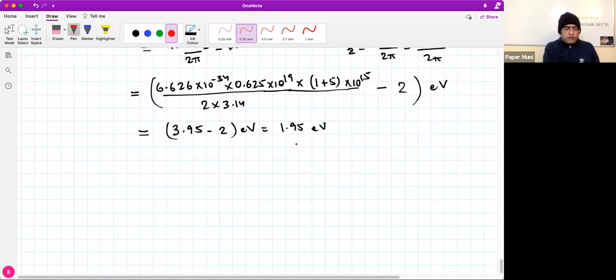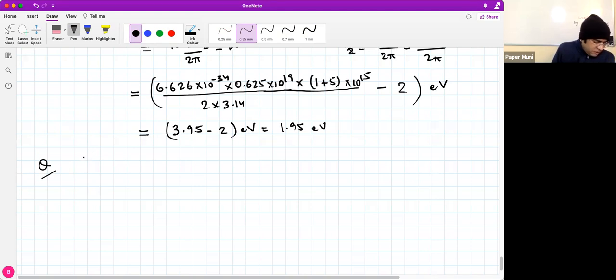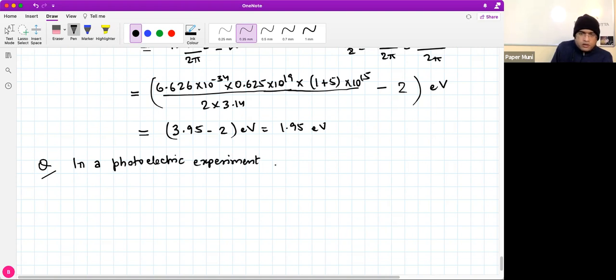Now let's do another problem. This is a question again from IIT JAM. Now this one is in a photoelectric effect experiment. In a photoelectric experiment, all right. Now let's keep this for homework. Everybody can do this one.